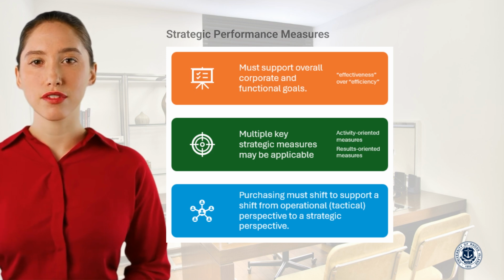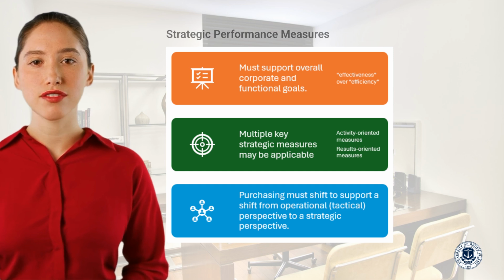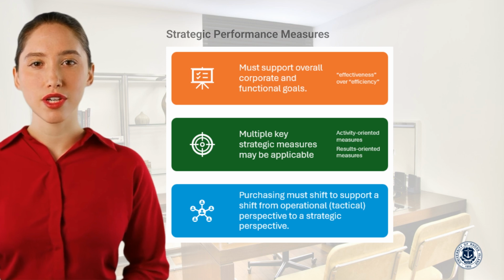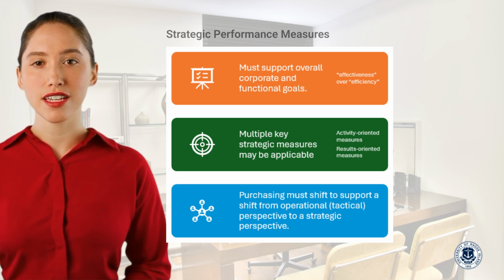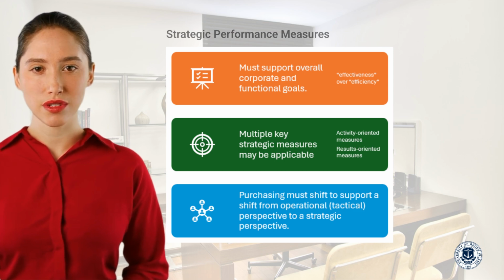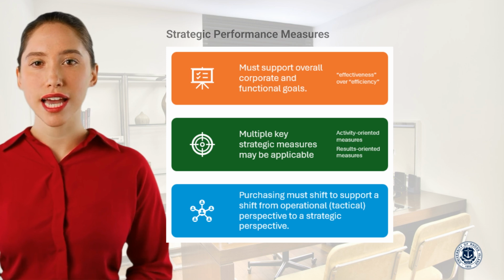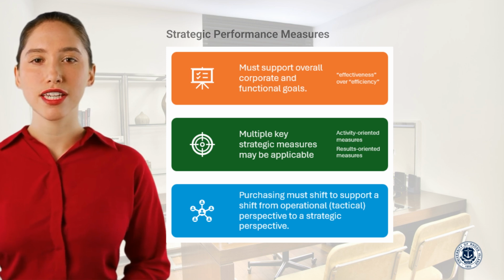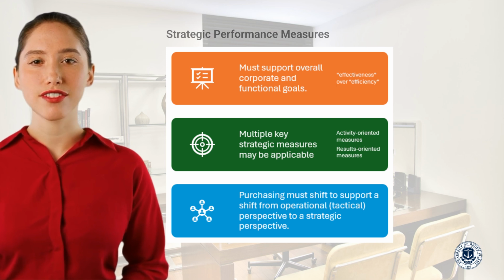Finally, strategic performance measures reflect an important shift in the role of purchasing. Traditionally, purchasing was viewed primarily as an operational or tactical function focused on placing orders and controlling costs. Today, however, organizations increasingly expect purchasing to play a strategic role. This includes managing supplier relationships, supporting innovation, mitigating supply risks, and contributing to competitive advantage.